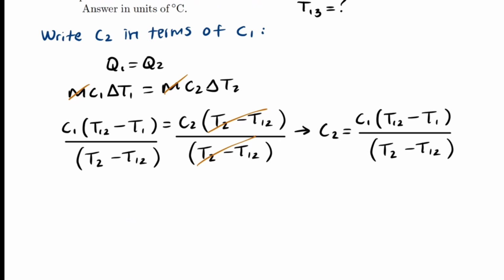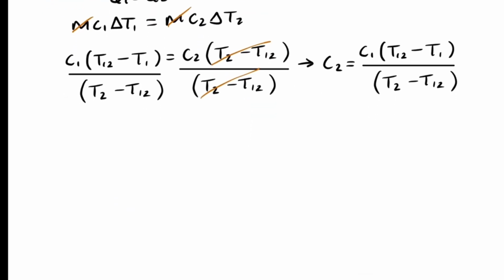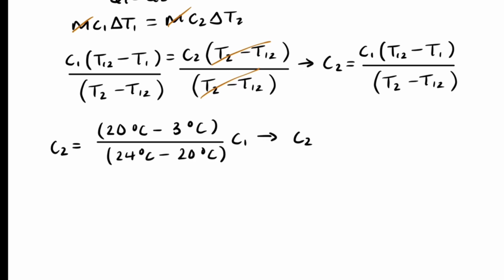To make this problem easier, I am going to plug in my numbers, otherwise my final equation would be very, very messy. I'm also going to move my C1, because I don't know that one, to the side. The reason why I don't have units is I'm going to divide degrees Celsius over degrees Celsius so they cancel out.